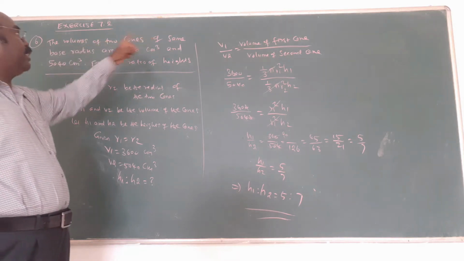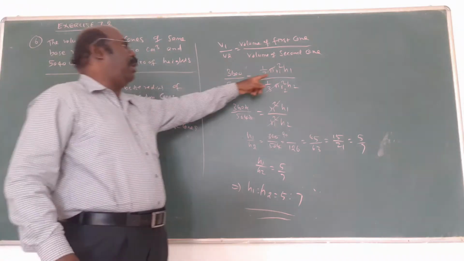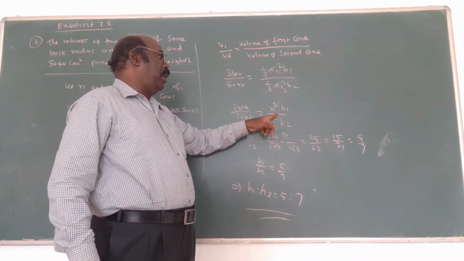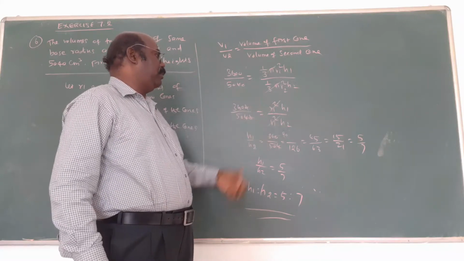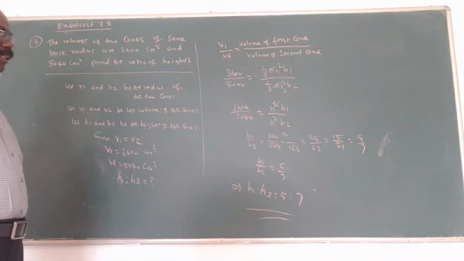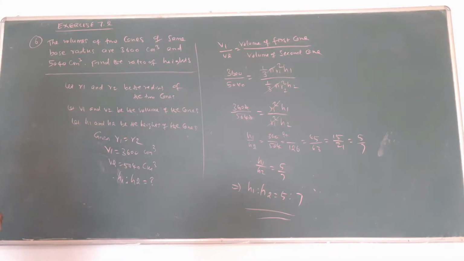Read the question clearly. The same radius is given. Both radii will be equal. R1 square, R2 square. Here also R1 square. R2 equal to R1 or R1 equal to R2. Both will be cancelled. 1 by 3 will be cancelled. So H1 by H2, that is the answer.